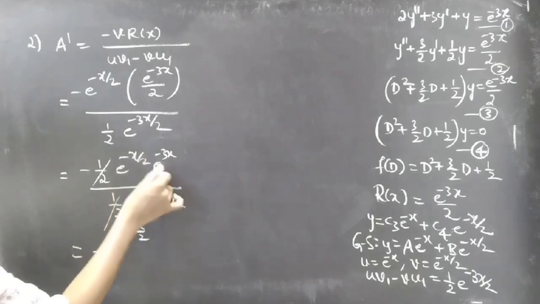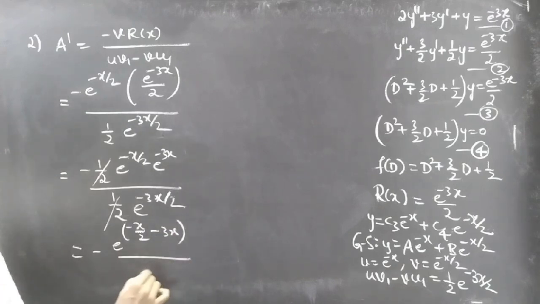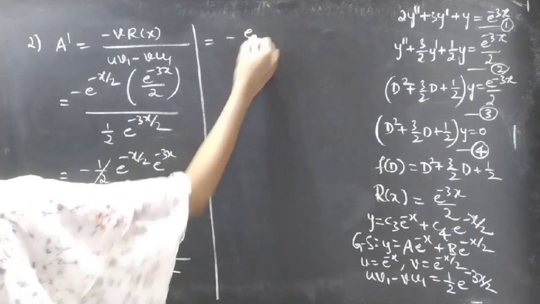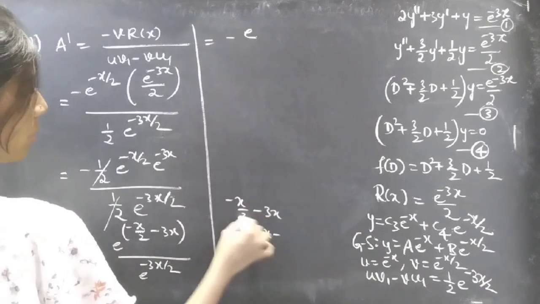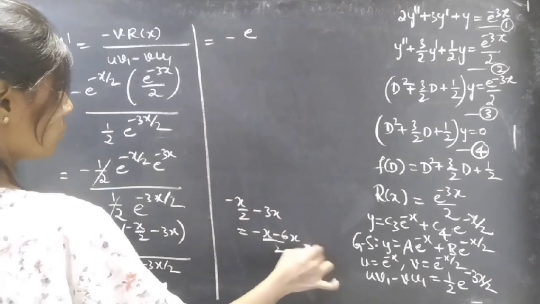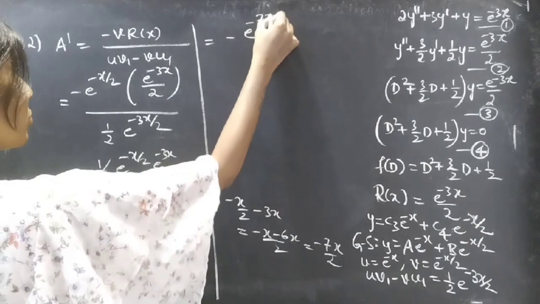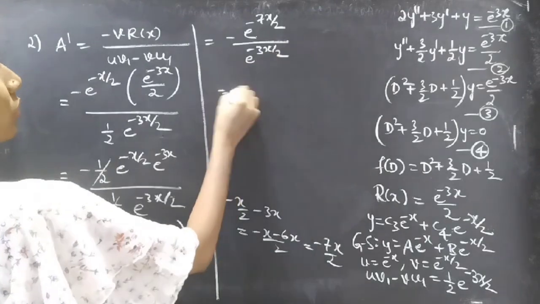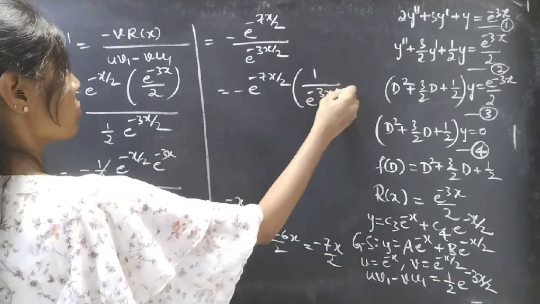We can write e power minus x by 2 into e power minus 3x by 2 as e power minus x by 2 minus 3x by 2, by e power minus 3x by 2. Okay, this gives us equals to minus e power minus x by 2 minus 3x, gives minus x minus 6x by 2, which is minus 7x by 2. We'll get e power minus 7x by 2 by e power minus 3x by 2. You can write this as e power minus 7x by 2 into 1 by e power minus 3x by 2.